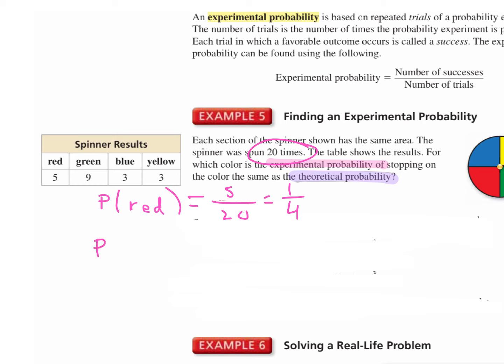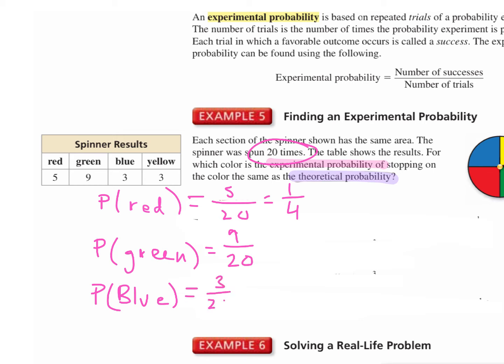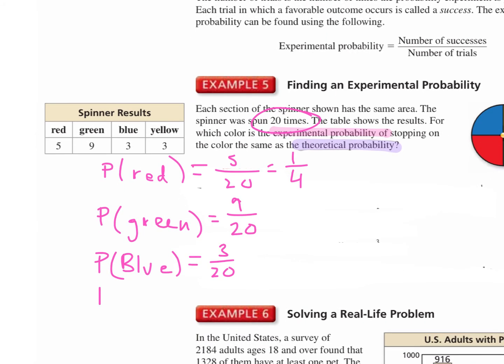Let's find the probability of green. How many times did we actually land on green? 9. Out of how many? Out of 20. Can we simplify 9 out of 20? Nope. Let's find the probability of blue. How many times did we actually land on blue? 3. Out of 20. Can we simplify 3 out of 20? Nope. And then lastly, let's find the probability of yellow. How many times did we land on yellow? 3 out of 20.